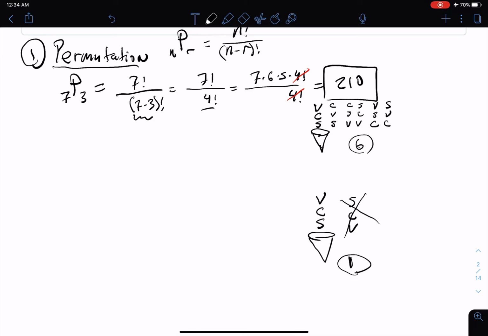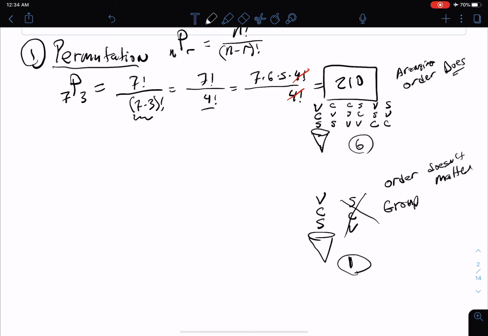So that's why this is thought about as grouping, because you're counting how many different groups can you make with 3 different flavors, whereas over here you're talking about arranging those. You've got this grouping of 3 flavors, but now we're going to arrange them, so order matters, right? So order on this one doesn't matter, and over here, order does matter.